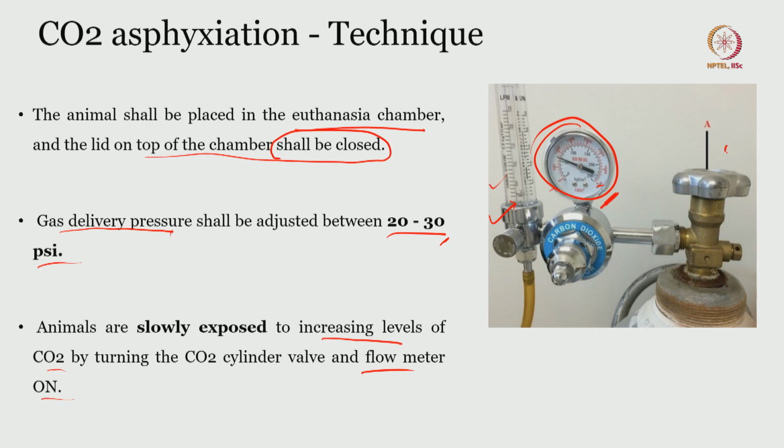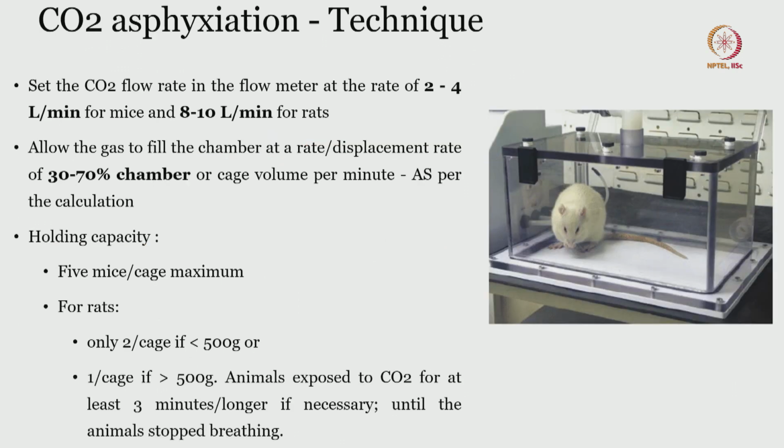First you open this, second is this 20 to 30 psi, then your flow rate will be adjusted with the valve knob that is given here. So many liters per minute will be adjusted in this. And that is the final flow rate, wherein the rate is 2 to 4 liters per minute for mice and 8 to 10 liters per minute for rats. That is the recommended flow rate, and of course, you will be calculating the flow rate yourself by measuring the chamber size if it is different from the standard sizes.